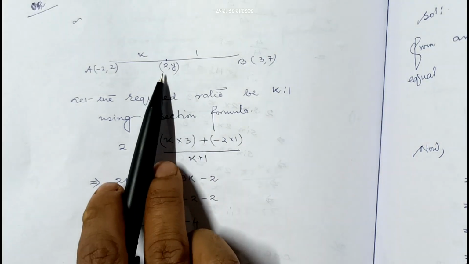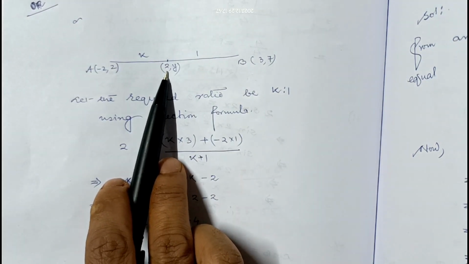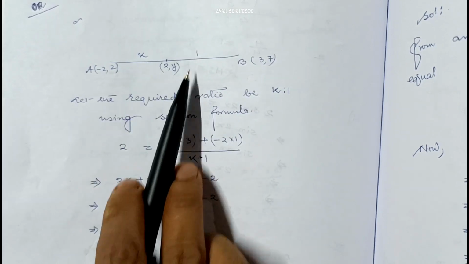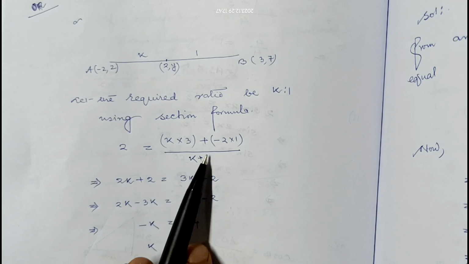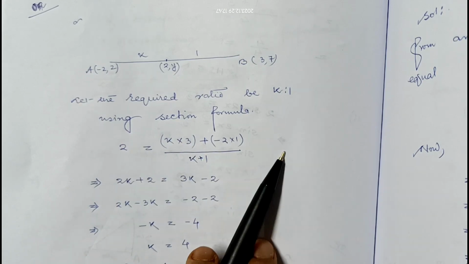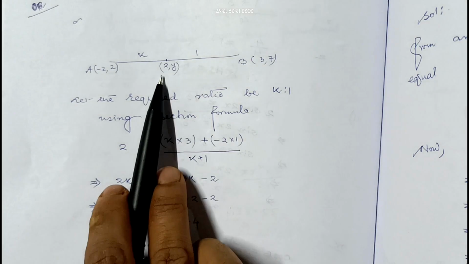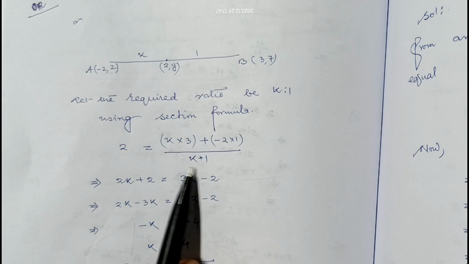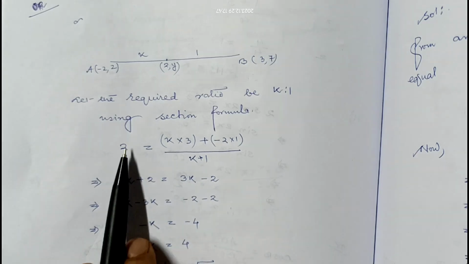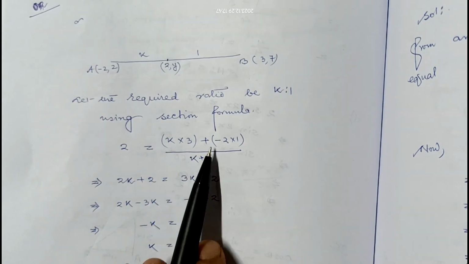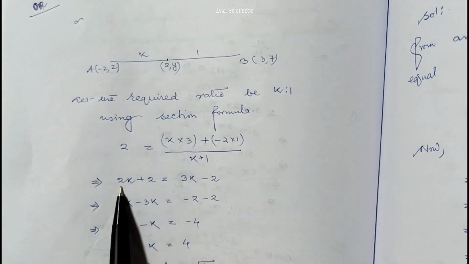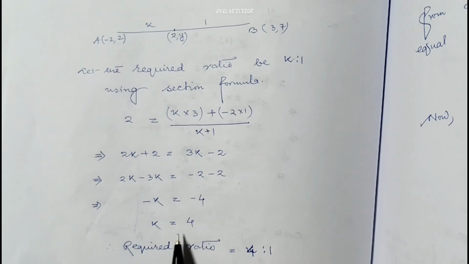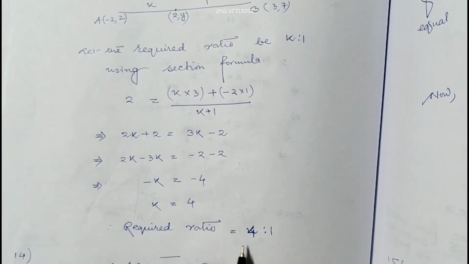So by the section formula, if you consider the first point, that is 2 equals k into 3 plus 1 into minus 2 divided by k plus 1. This is called the section formula. We are considering only the abscissa part. The y part we are not writing because it is not required. So 2 equals k into 3 plus 1 into minus 2 divided by k plus 1. So 2 into k is 2k, 2 into 1, 2 equals 3k plus minus 2. So 2k minus 3k equals minus 2 minus 2. So minus k equals minus 4. So k equals 4. Therefore the required ratio is 4 is to 1.